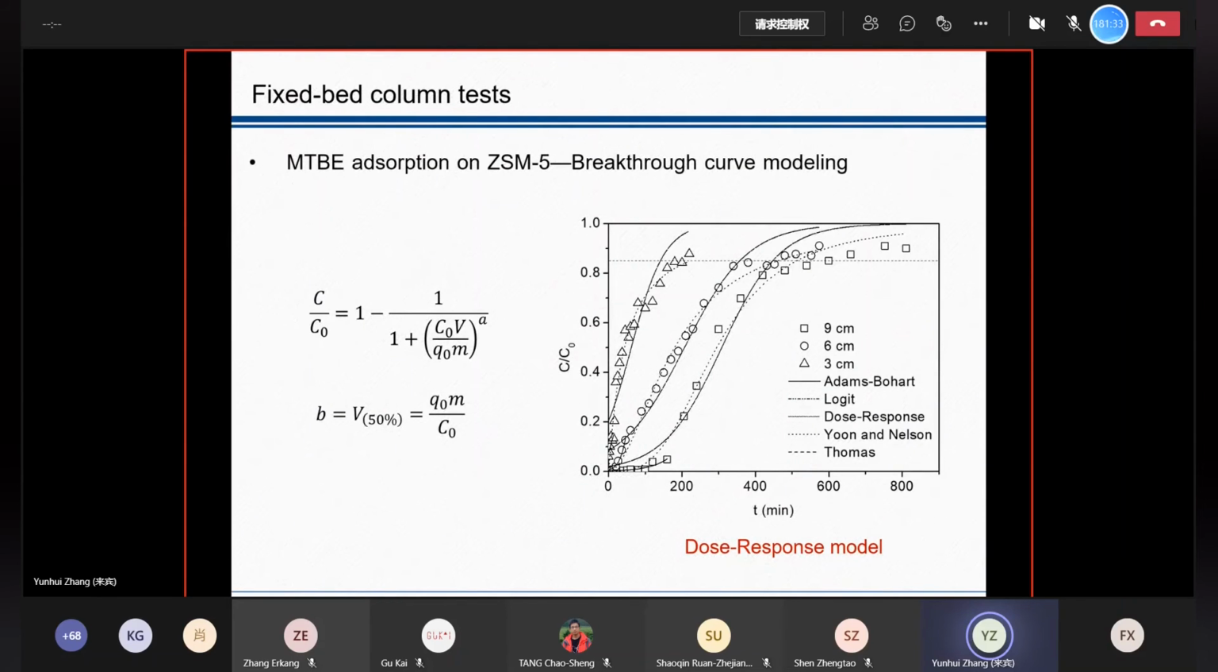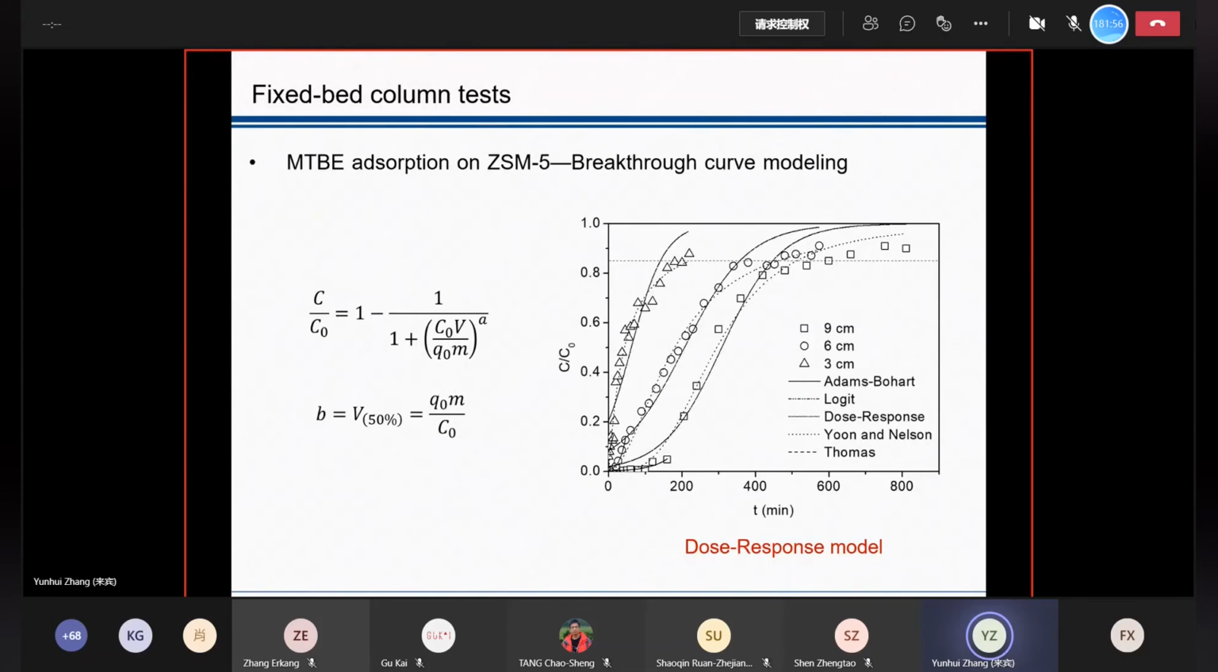Batch adsorption tests showed the excellent adsorption behavior of zeolites to MTBE and lead, and their adsorption mechanisms are also well figured out. So we conducted a series of fixed-bed column tests to investigate their column performance and examine their application feasibility in PRB.